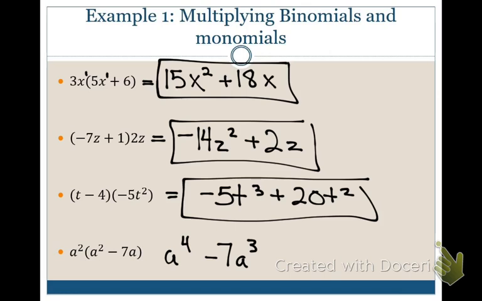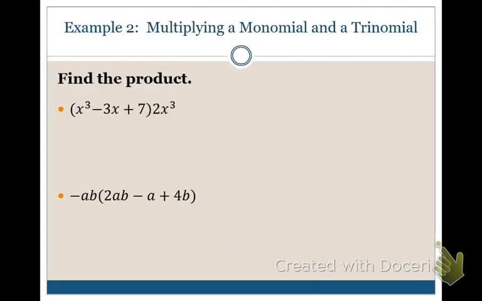In example 2 now, it's basically the same thing, except now we're multiplying by a trinomial, which means we take the one term on the outside and we multiply it by every term inside the parentheses. We just need to watch for the signs and then also add the exponents of any common variables. All right, so let's go ahead and start breaking down the first problem. x to the 3rd minus 3x plus 7, and all that's being multiplied by 2x to the 3rd.